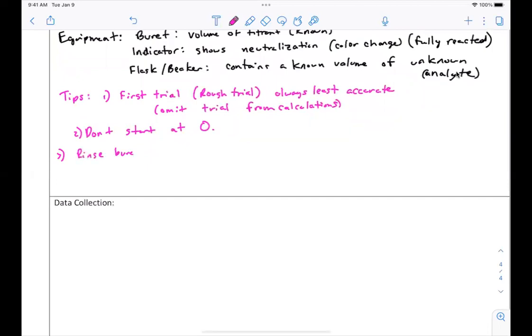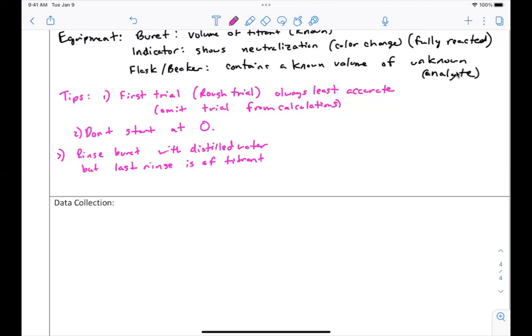Rinse burette with distilled water, but last rinse is of titrant. Okay? So, yes, you rinse your burette out with distilled water a couple times, you run it through, but the last time you run it through, you should add a little bit of titrant and rinse it through with the titrant that you're about to use. Okay? What's the purpose of that, you think?